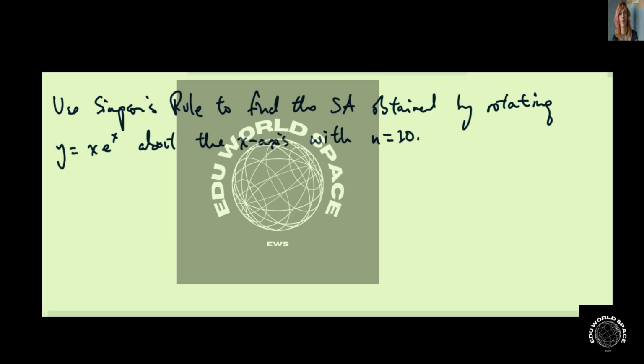In this video, we'll be using Simpson's rule to find some surface area obtained by rotating a curve around the x-axis. So we ought to use the surface area formula first, which is the following: 2 pi y times the square root of 1 plus y prime squared, dx.